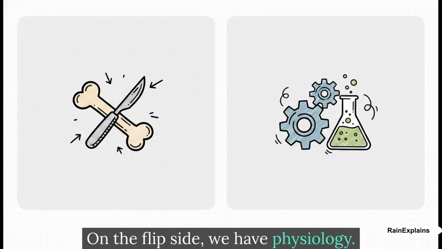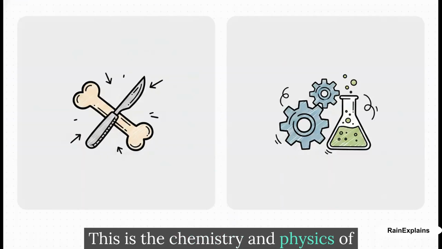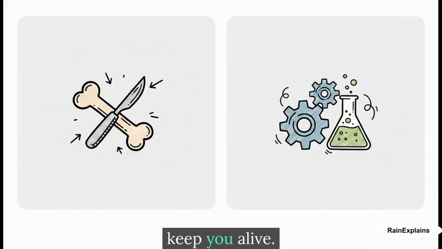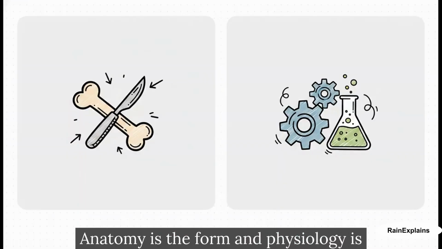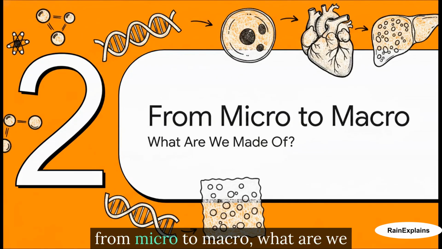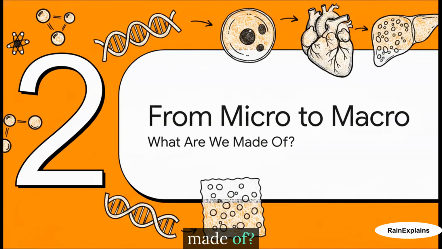On the flip side, we have physiology. This is the chemistry and physics of the body. It's how those physical structures actually function and work together to keep you alive. So think of it like this. Anatomy is the form, and physiology is the function. Moving right along to Chapter 2, from micro to macro, what are we made of?